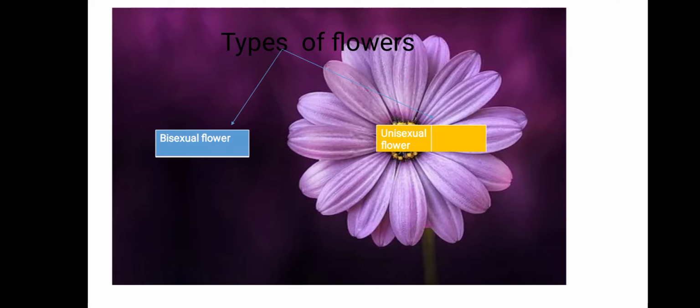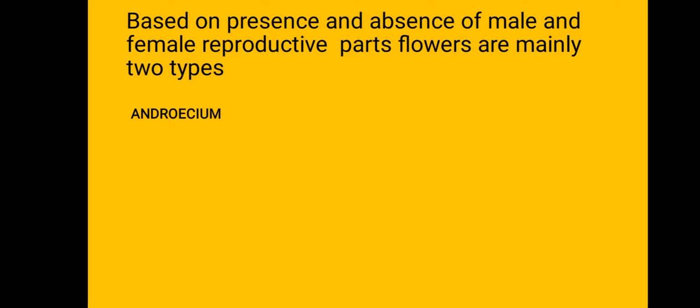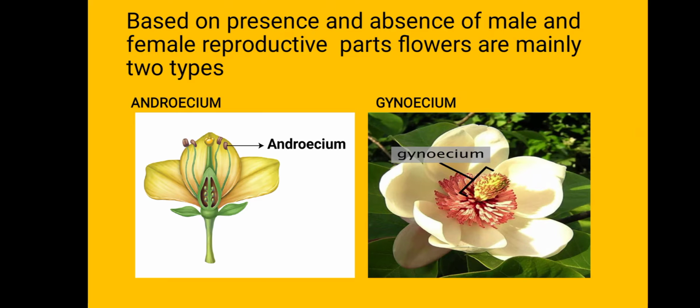All right, so this is what we had done in the previous lesson. We have learned about types of flowers. One is bisexual flower, and the next one is unisexual flower. So based on presence and absence of male and female reproductive parts, flowers are mainly two types, that is androecium and gynoecium. Androecium is the male part of a flower, gynoecium is the female part of a flower.